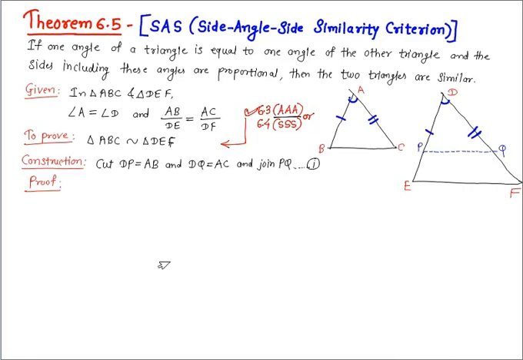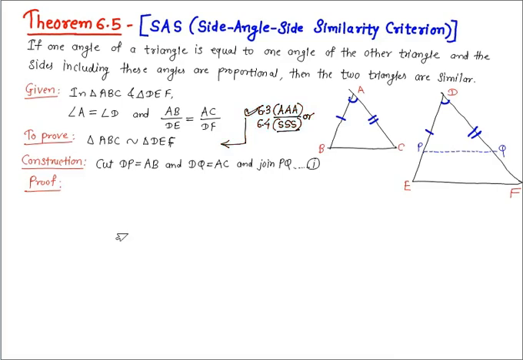Or if we make the ratio of corresponding sides of triangle ABC and DEF equal, then by using SSS similarity criteria, we can make triangle ABC and DEF similar, right? Here I will use angle similarity criteria.